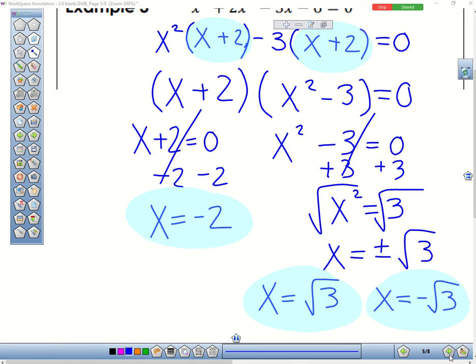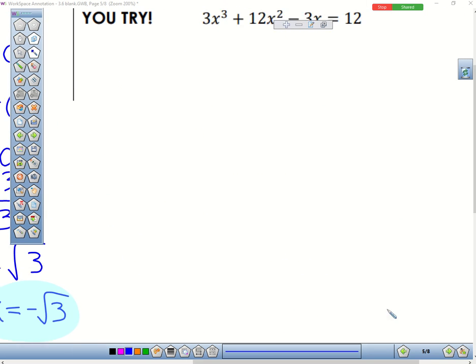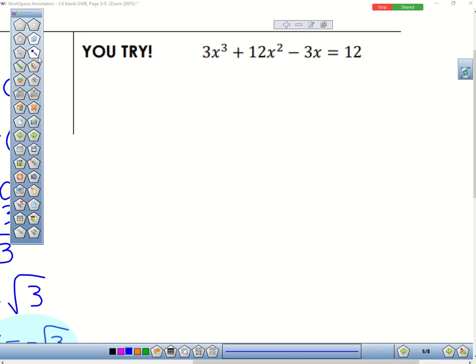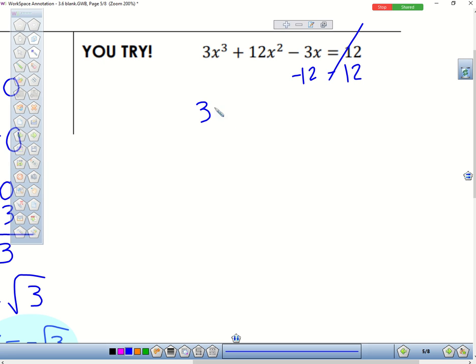All right, so moving on, we're going to do the next example here. You guys kind of talk me through this. What's the first thing I need to do in order to try to factor this? Good, I need to subtract the 12 over to the left, and that's going to leave me with 3x cubed plus 12x squared minus 3x minus 12 equals 0.